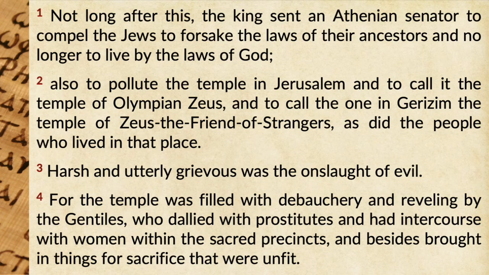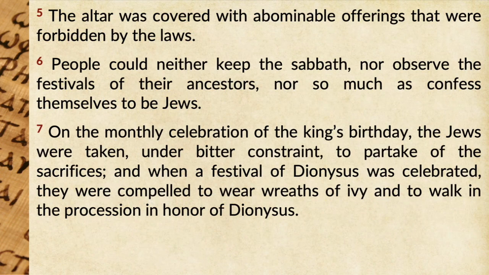It's three slides. Not long after this, the king sent an Athenian senator to compel the Jews to forsake the laws of their ancestors and no longer to live by the laws of God. Also to pollute the temple in Jerusalem and to call it the temple of Olympian Zeus. And to call the one in Gerizim the temple of Zeus, the friend of strangers, as did the people who lived in that place. Harsh and utterly grievous was the onslaught of evil, for the temple was filled with debauchery and reveling by the Gentiles who dallied with prostitutes and had intercourse with women within the sacred precincts, and besides brought in things for sacrifice that were unfit. Swine were offered on the altar. The altar was covered with abominable offerings that were forbidden by the laws.